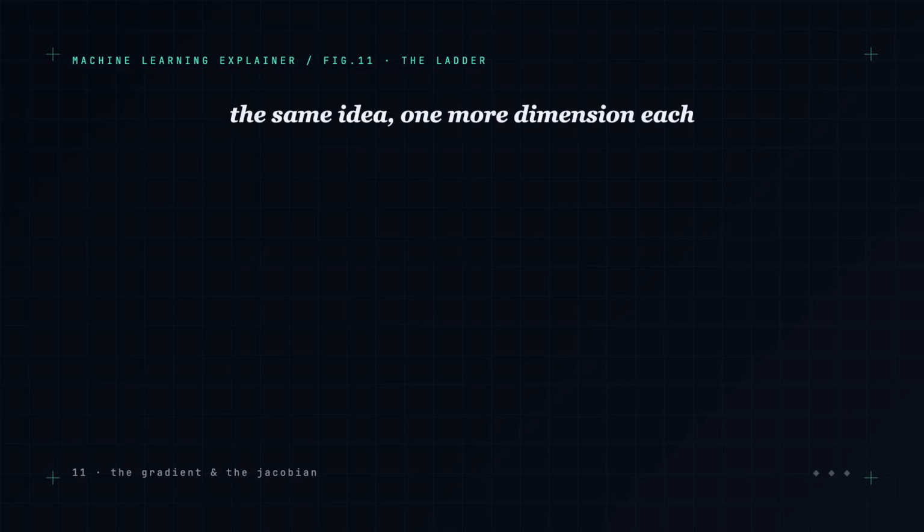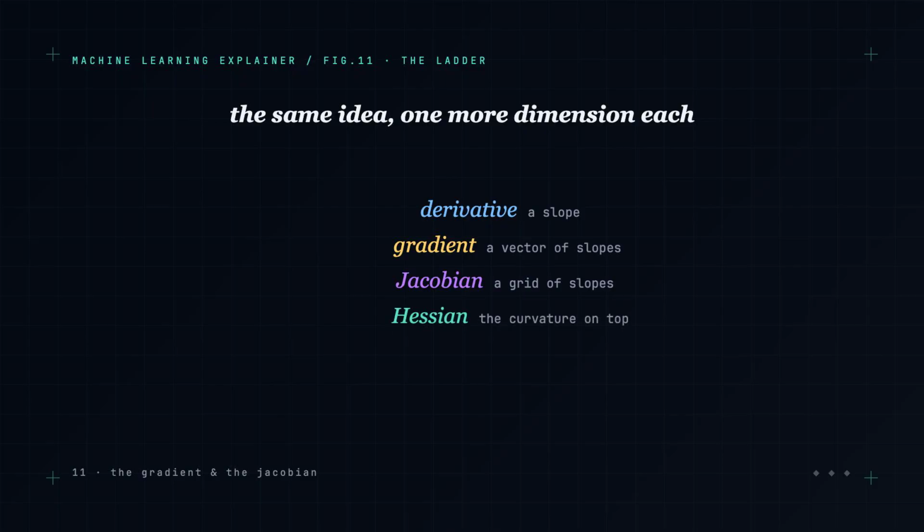Climb the ladder one last time. A derivative is a slope. A gradient is a vector of slopes, one per input. A Jacobian is a grid of slopes, outputs by inputs, and a Hessian is the curvature on top. Each is the same idea, stretched into one more dimension. That's all the calculus a neural network ever needs.